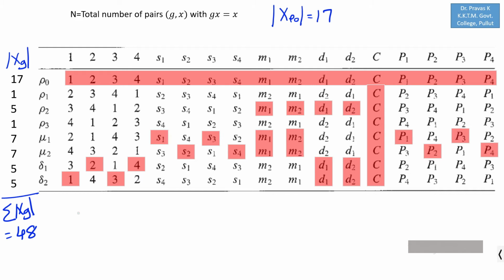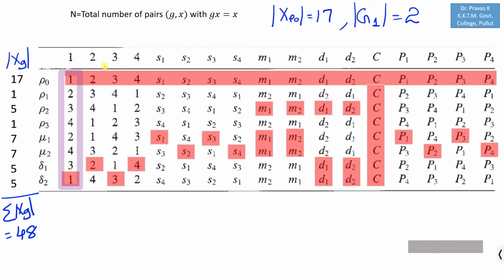Now if you count the same number column-wise, for example in the first column you can see that there are two elements that are left fixed by different group elements, which means that G_1 contains only two elements.